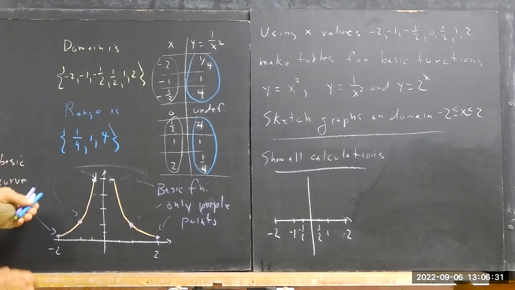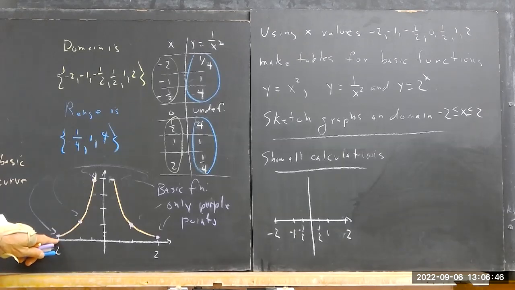What's the domain of this function? The domain consists of all the x values. So what can you tell me about x values? They go from -2 to what? Talk about this for a second.